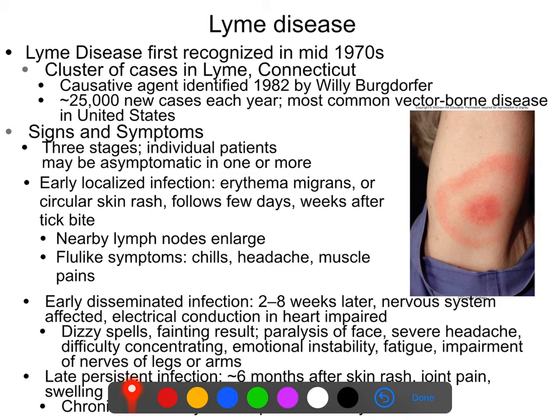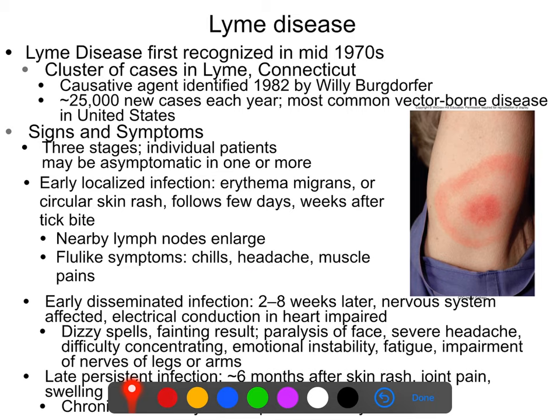Nearby lymph nodes will enlarge. Usually the tick bite occurs on one of your limbs. So those are going to be either your axillary lymph nodes in your armpits or your inguinal lymph nodes in your groin area. So they'll enlarge. You can also have flu-like symptoms, chills, headaches, muscle pains, generalized inflammatory response.